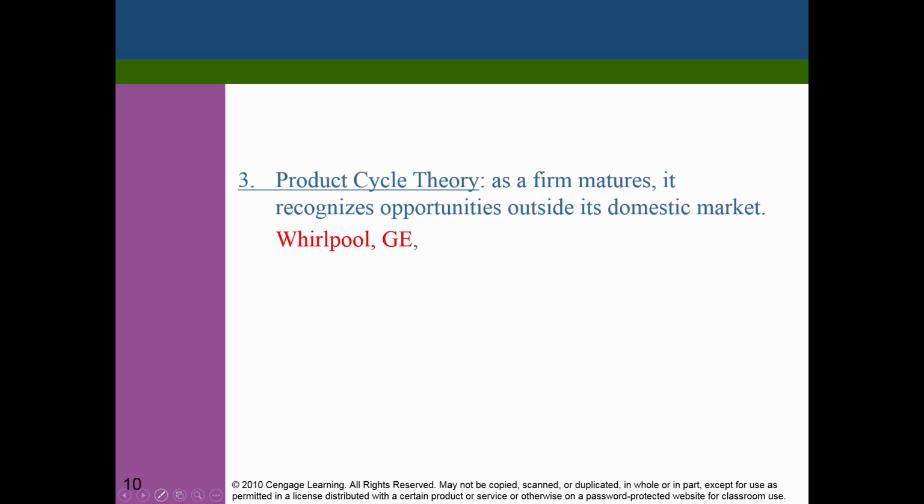Okay. Now the third reason why companies go abroad is based upon the product cycle theory. And what does it say here? Basically, what we see here is that as a firm matures, it recognizes opportunities outside the domestic market. So as an example, if you look at a company like Whirlpool or a company like GE, which makes items like dishwashers, washer dryers, and so on, initially they sold their products in the US, but over time the market for such products has become saturated in the US.